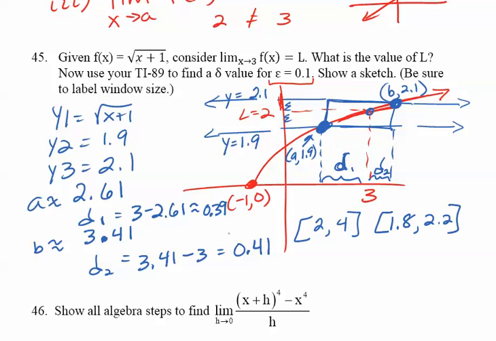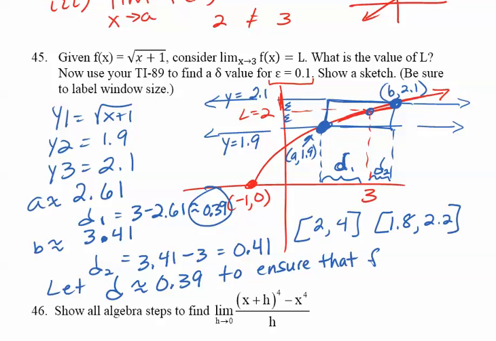So my delta 1 and delta 2 are not equal, and I want to guarantee that I stay within the window, so I am going to let delta be approximately 0.39 to ensure that f of x is an element of our limit, 2 minus epsilon to 2 plus epsilon. Better to do small value to large value, to keep our y's within the y range.